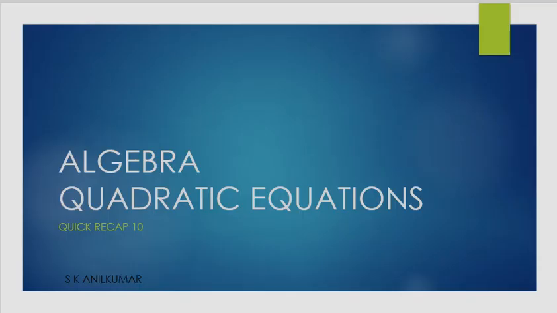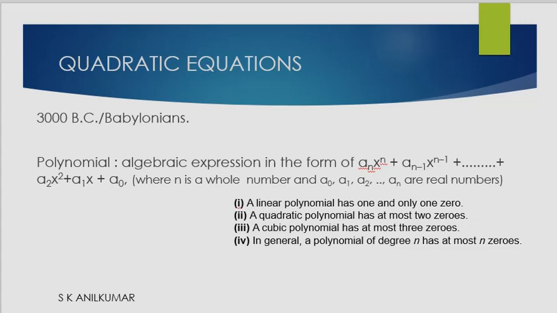Welcome to this video. Today we discuss quadratic equations, a quick recap of quadratic equations. Now we know what polynomials are. Polynomials are something which we express as components and variables, where a subscript n, a subscript n minus 1, like that up to a0 or a1, we call constants, and x power n, x power n minus 1, x power n minus 2, x power 1, x power 0, that is no x, we call variables.